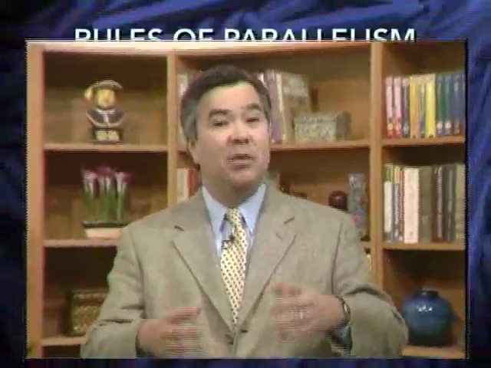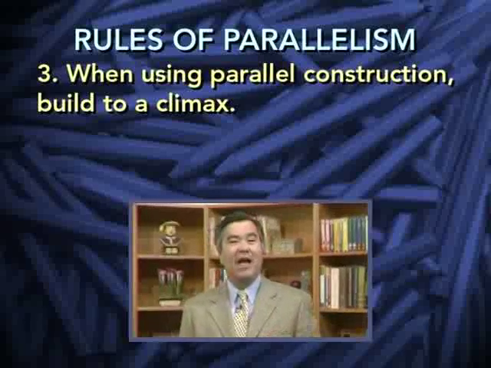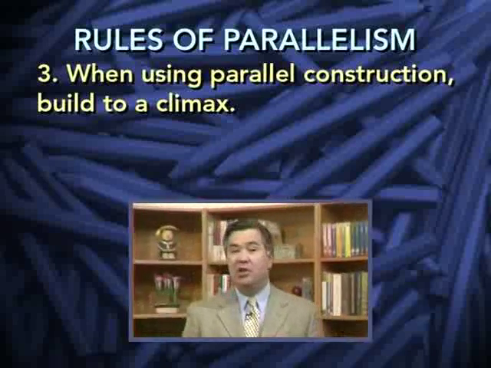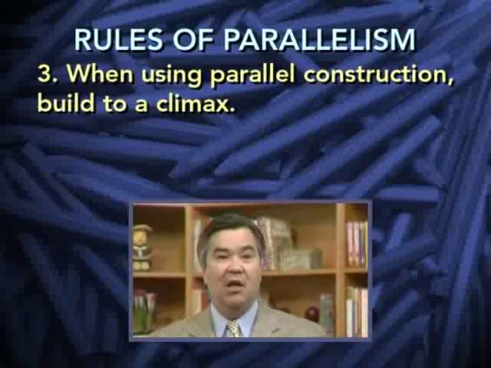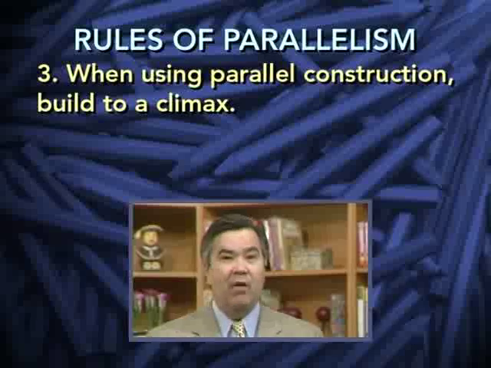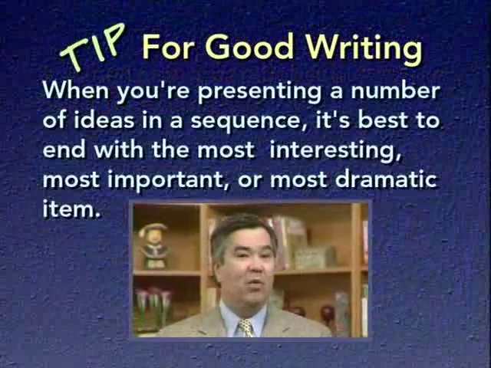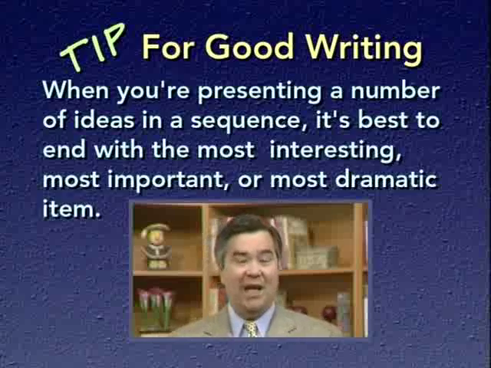Our third rule, again, is not specifically a grammar rule, but rather a rule that applies as a principle of good writing. When using parallel construction, build to a climax. What does this mean? Well, as we've seen, parallelism is used to link ideas, and it's often used in particular when ideas are being listed, when 2, 3, 4, or more items are being presented in sequence. Now, the basic rule of good writing is that when you're presenting a number of ideas in a sequence, it's best to end with the most interesting, most important, or most dramatic item.